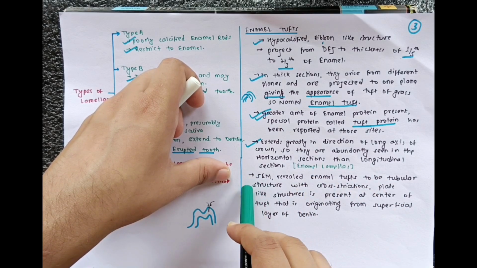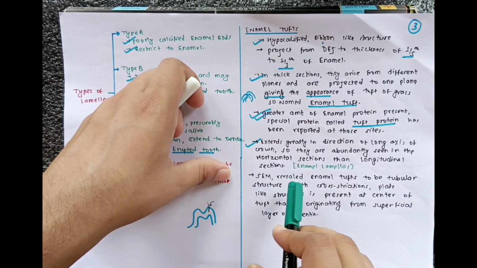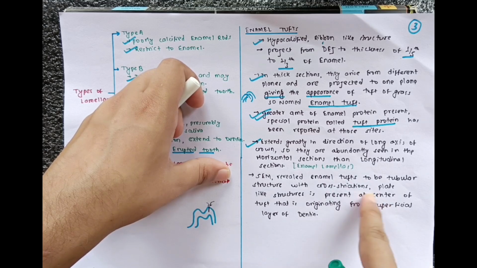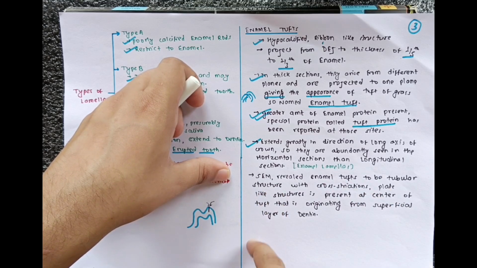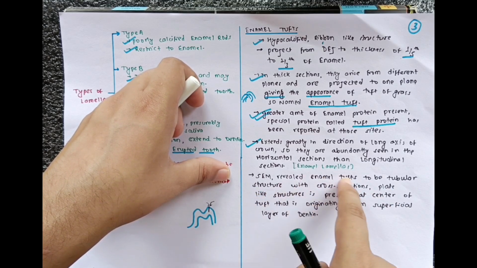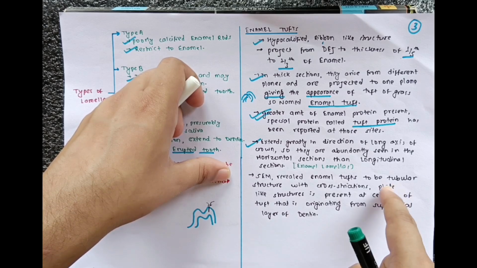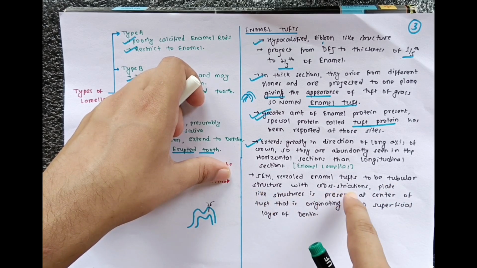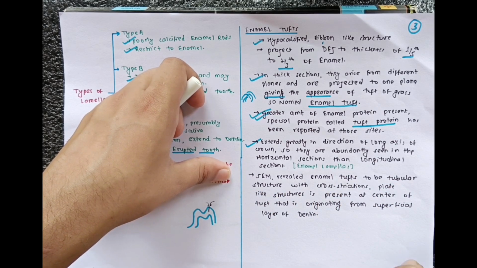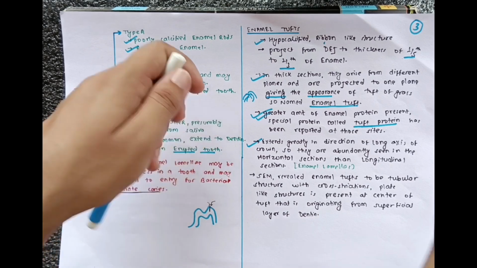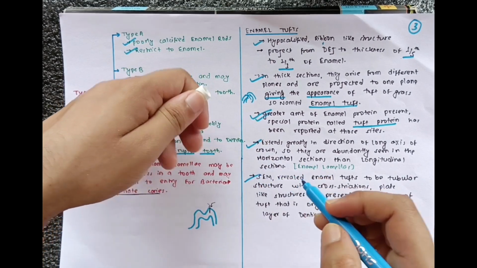After that, the scanning electron microscope revealed the enamel tuft to be tubular in structure. When we see the enamel tuft in a scanning electron microscope, it appears as a tubular structure with cross striations, similar to the enamel rods, and a plate-like structure is present at the center of the tuft that is originating from the superficial layer of the dentin. So this is to be remembered.